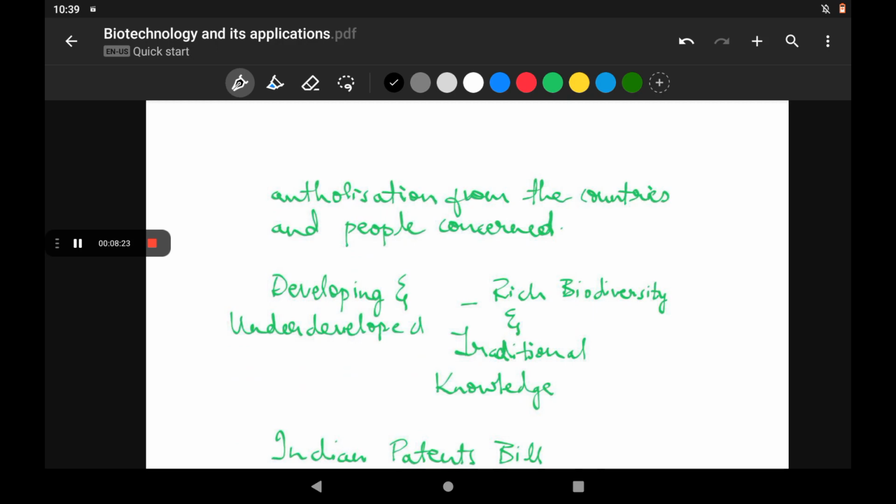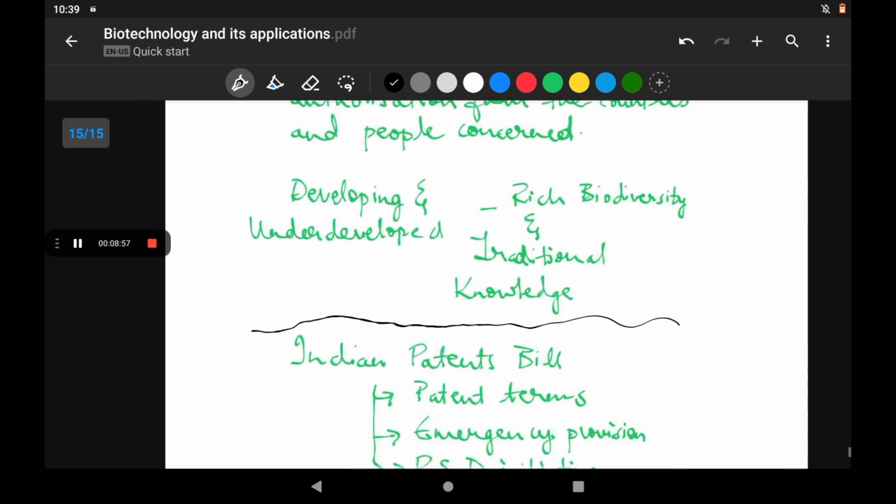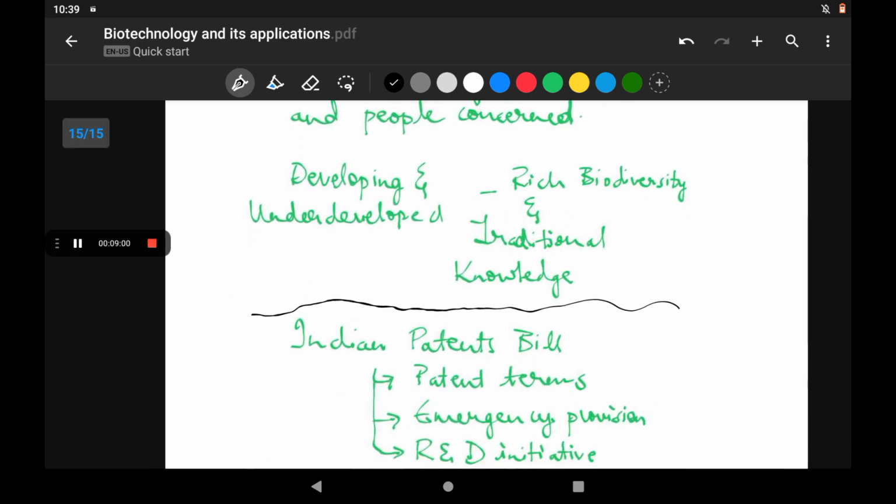There is a big difference between developed countries and developing countries. Developed countries have a very good amount of industries and money, whereas the developing and underdeveloped countries, including India, have rich biodiversity and traditional knowledge, but do not have that economic strength. This is what we have to remember regarding the reason for the exploitation by many of the MNC companies, especially of developing and underdeveloped countries which are rich in biodiversity and traditional knowledge. So the Indian government came up with an amendment for the Indian Patents Bill.